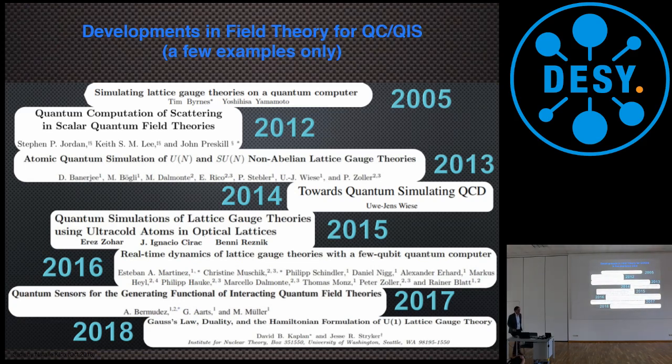So when it comes to field theory and quantum computing and quantum information, there's been, as was expressed this morning, rapid development and progress. This is just a very small number of the papers and the works that have been performed in this area. This field is really taking off, and for good reason.